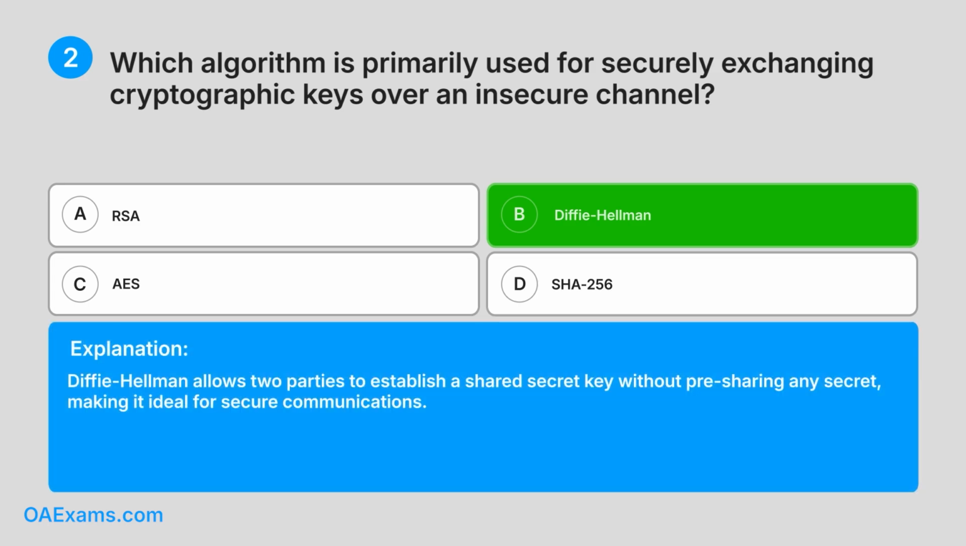Explanation. Diffie-Hellman allows two parties to establish a shared secret key without pre-sharing any secret, making it ideal for secure communications.